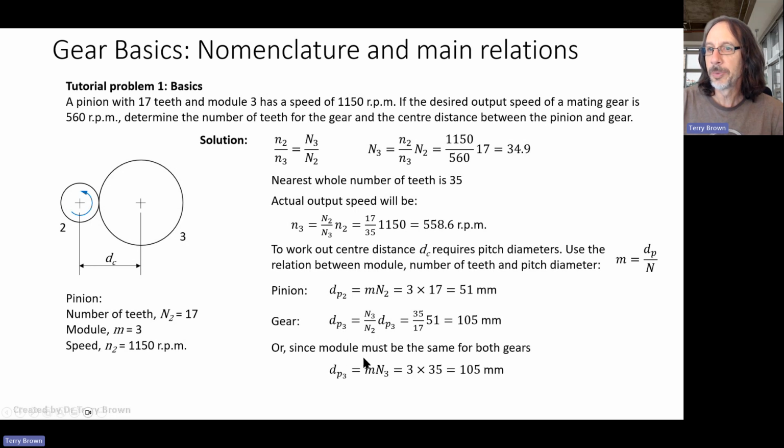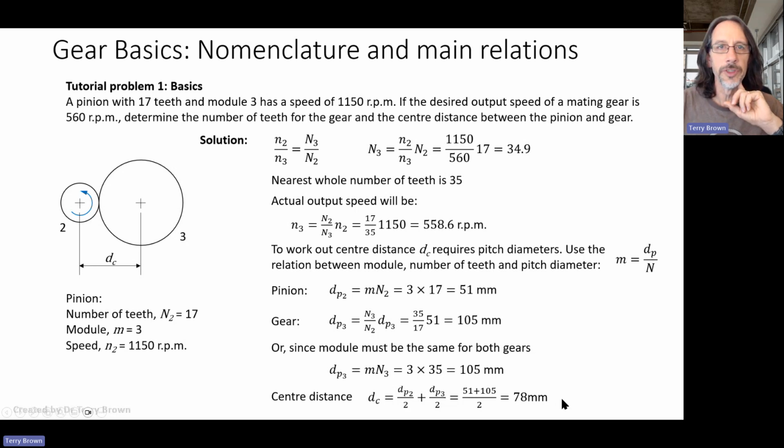Alternatively, since the module must be the same for both gears, and that's another important point: when you have two gears mating, the module must be the same for both. So we have module 3 times the number of gear teeth, 35, so we get 105, the same as we got up here. And for the center distance, now we just use simple primary school maths: the sum of half of each diameter gives us a center distance of 78 millimeters. That's that problem.